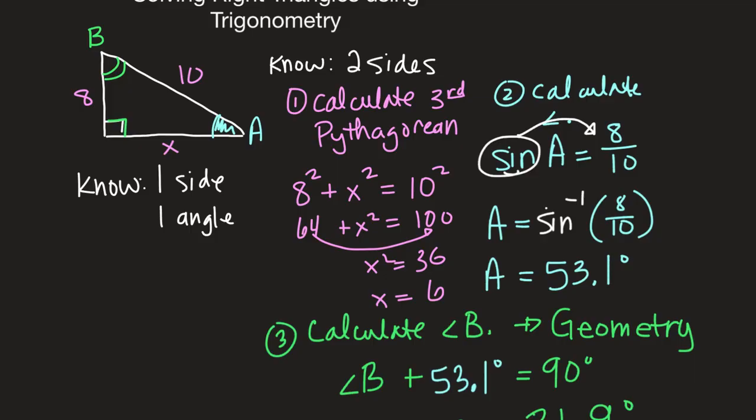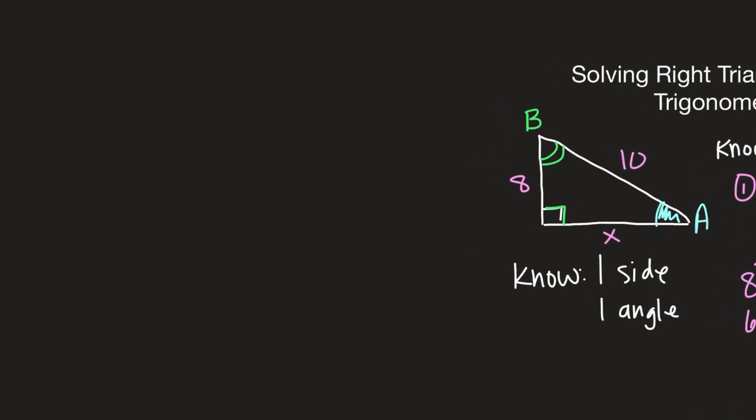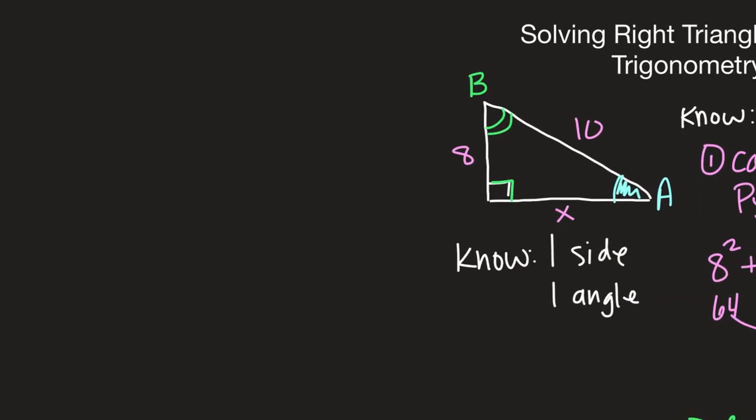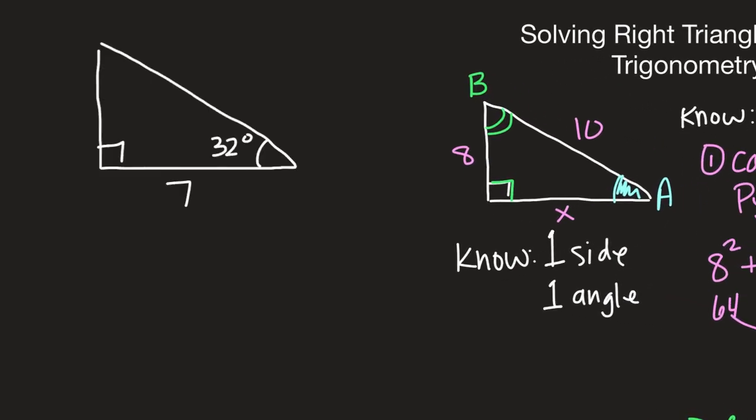Okay, now let's back up for a second. What if we only know one side and one angle? So let's do that scenario. The first thing we can do is figure out what our missing other angle is, right? We have this one sitting up here. We can do that using geometry.